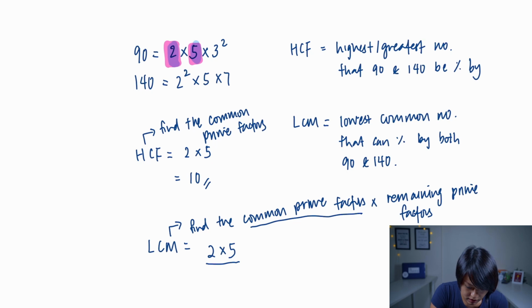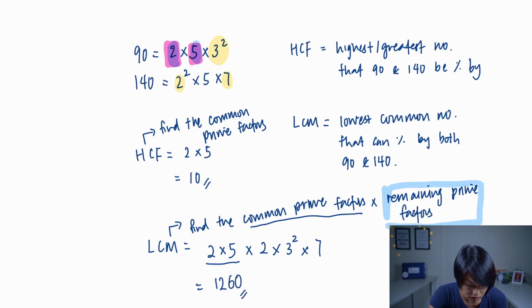Now, how do we find the remaining prime factors? Whichever number wasn't taken out will be taken out now. Can you see that there's an extra 2 here, because this is 2 square? So you multiply by another 2. Because I already took out the common prime factor of 5, I don't need to take it out again. I'm just going to take out 3 square and 7 now, so you times 3 square times 7. Multiplying all this out, you will get 1260. So this is your lowest common multiple.